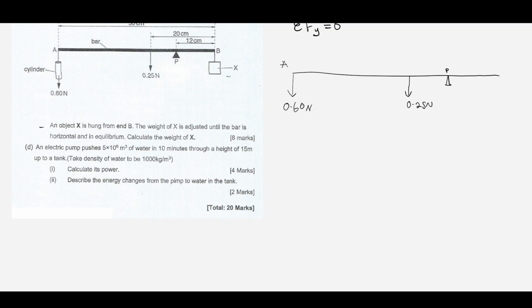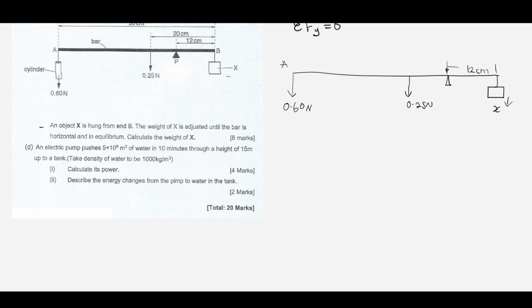And we have X here. So let's have our X. This one here is also acting downwards.